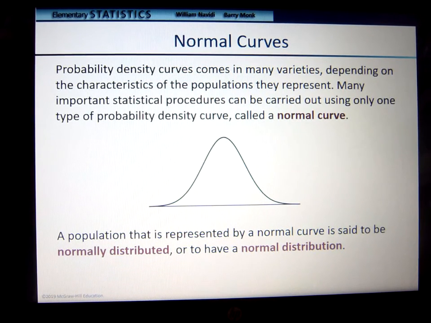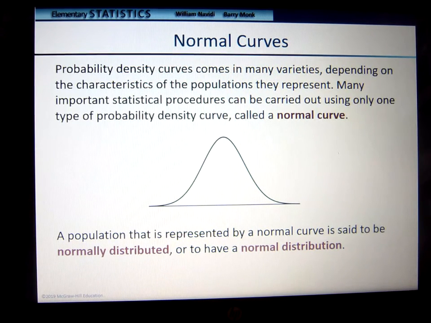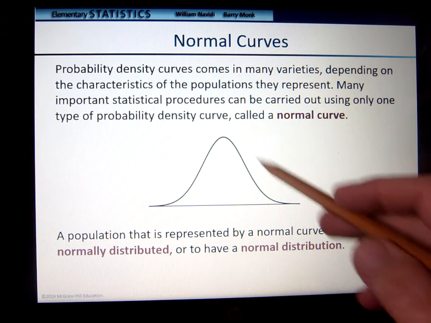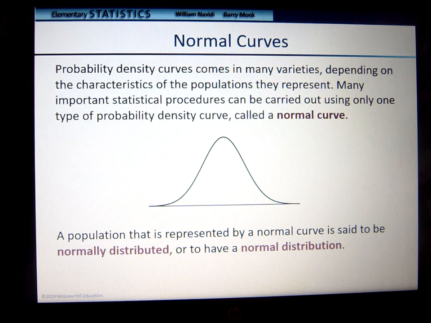Now, probability density curves come in many varieties depending on the characteristics of the populations. Many important statistical procedures can be carried out using one type, which is called the normal curve. A population that is represented by a normal curve is said to be normally distributed and to have a normal distribution. So when you hear that, you will see this.